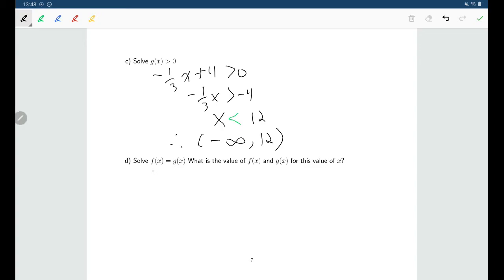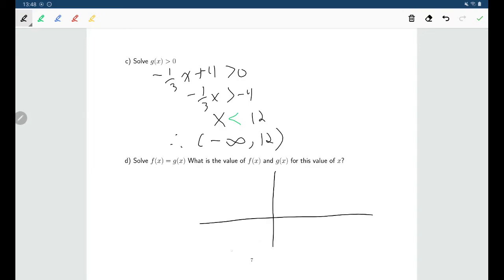So if we're thinking about this, f of x is representing the y values on that line, and g of x representing the y values on that line, what we're wondering is, where do the two lines have the same y value? In other words, where do the two lines cross each other? That's what we're going to find here.